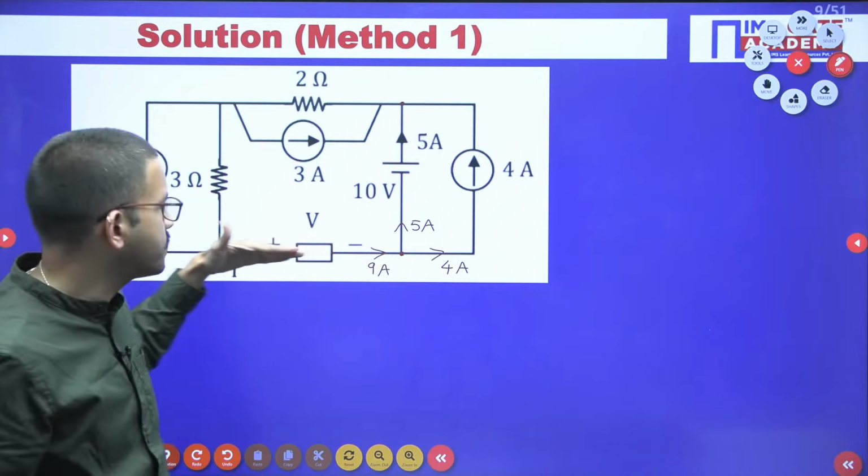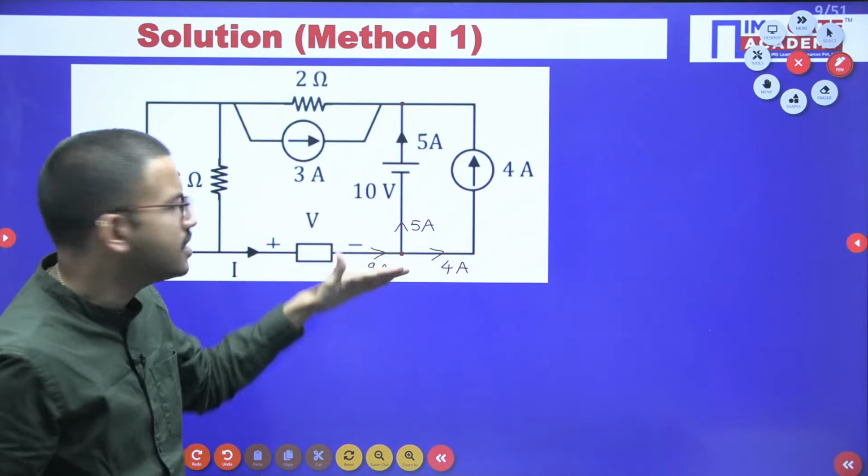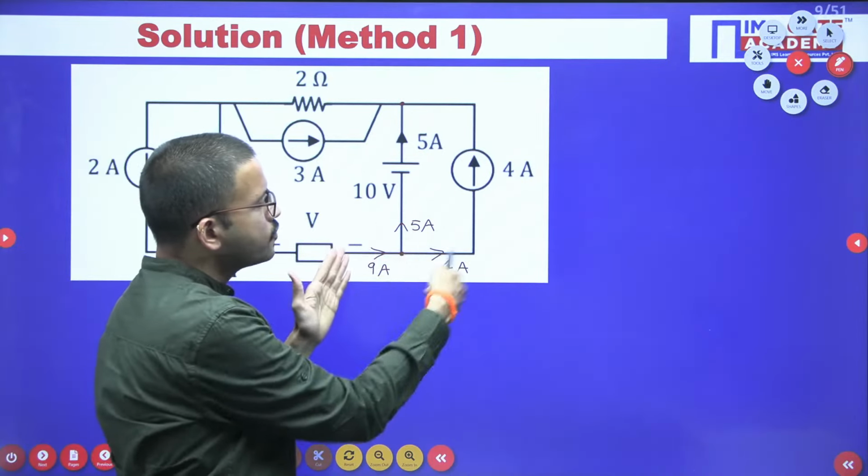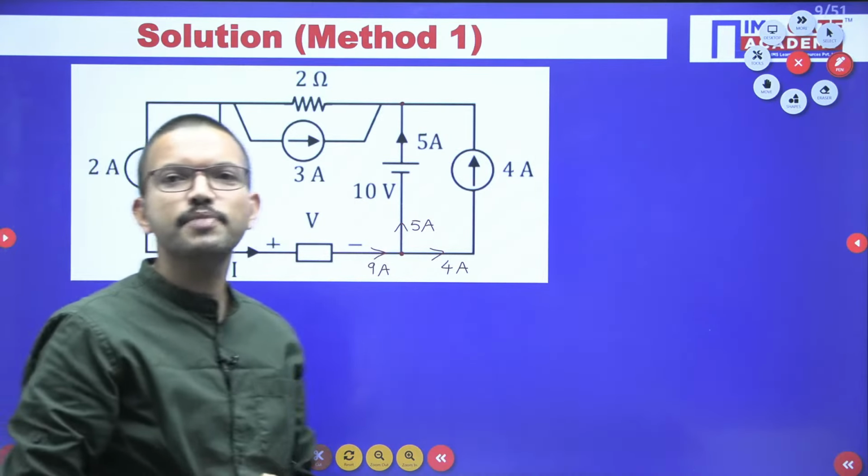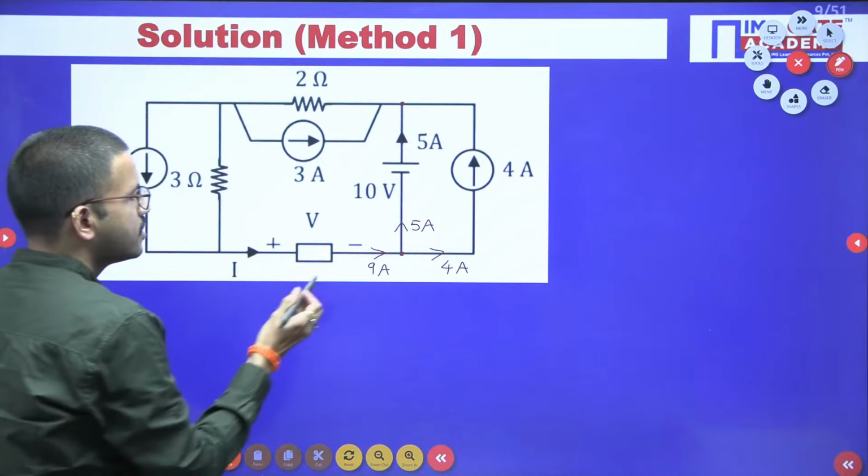I hope all of you are getting clarity. If 9 ampere current enters like this, then together 5 plus 4, that is 9 ampere, is leaving. That's all. Yes, very good, VKM. Okay, thank you.